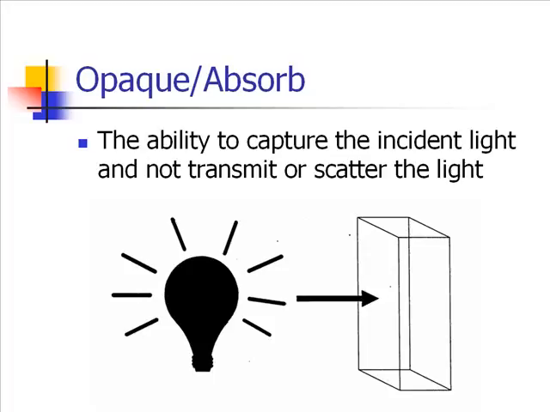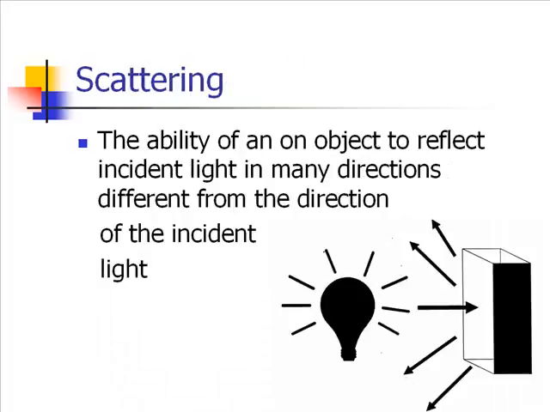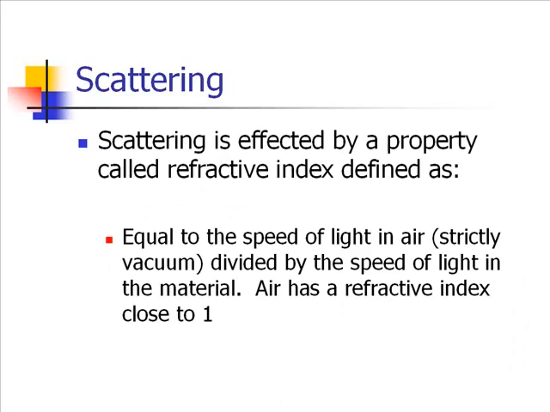Scattering is the ability of an object to reflect incident light in many different directions, different from the direction of incident light. So it hits it, and it can go in any direction you would imagine. And that's called scattering. Scattering is affected by a property called refractive index, and refractive index is defined by, and you'll love this nice scientific description, equal to the speed of light in air, strictly speaking, a vacuum, divided by the speed of light in the material.